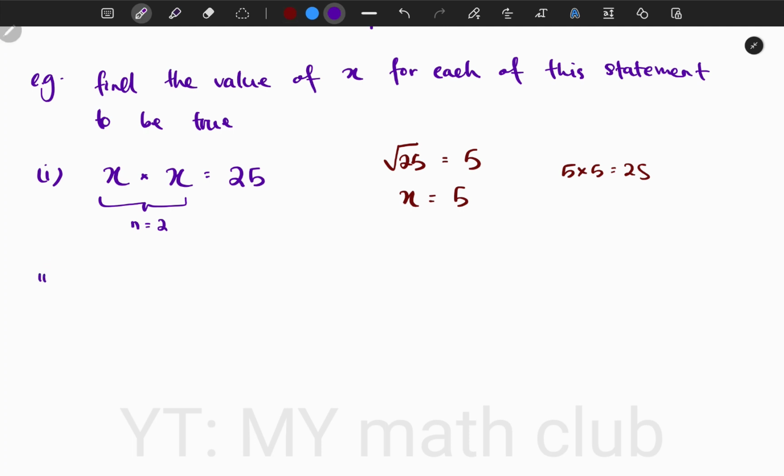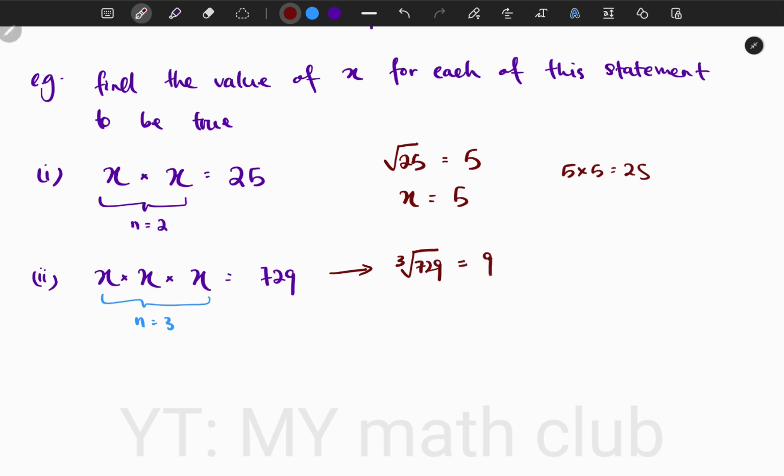This question, you don't really need to use a calculator, but it really just helps you to see what is happening here. For the next question, let's try something a little bit more difficult. We have question 2, x times x times x is equal to 729. Okay, so here, x is multiplied by itself 3 times, so we know that we want to apply a cube root. A cube root of 729 will give you 9, so x is equal to 9.